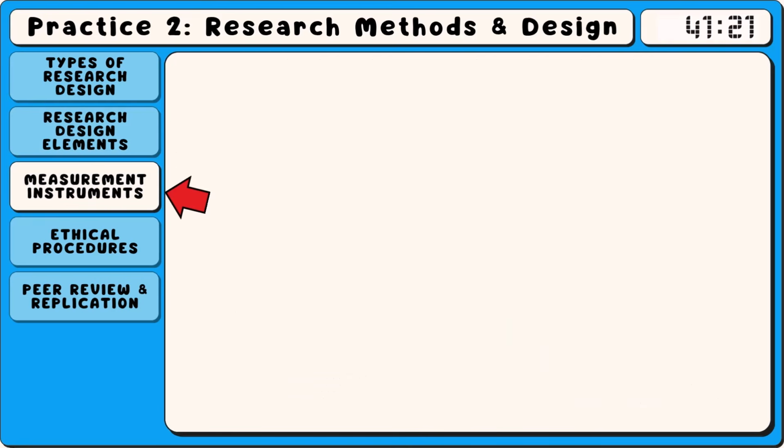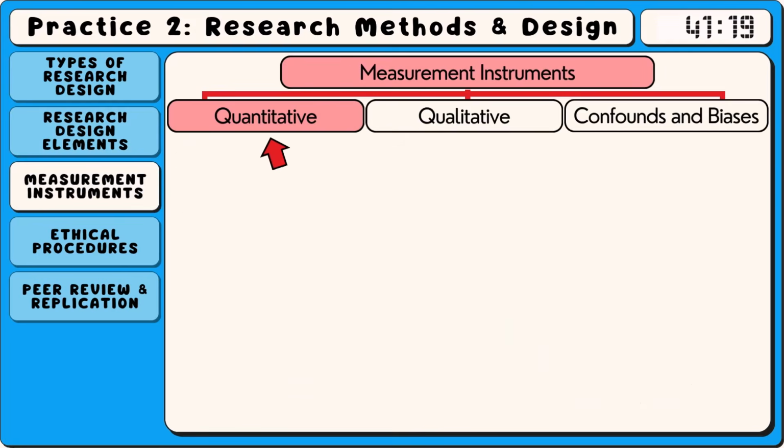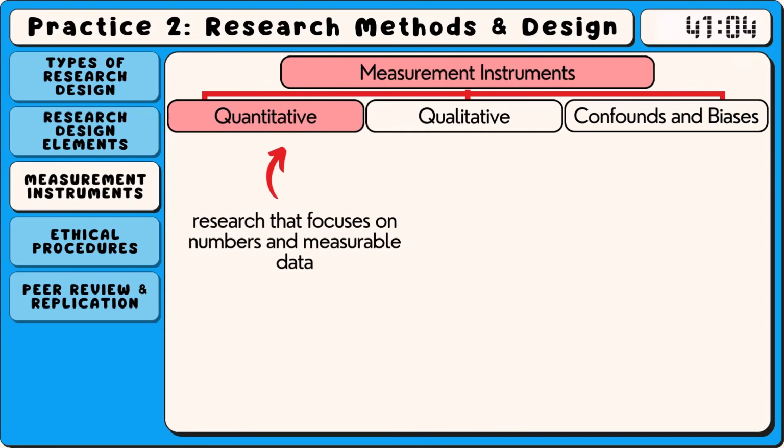Okay, our next lesson is about measurement instruments. We'll look at common ways data are measured in quantitative research, and then qualitative research. Then we'll explore how results might be invalidated by a range of factors called confounds and biases. Okay, so let's start with quantitative research. This is research that focuses on numbers and measurable data.